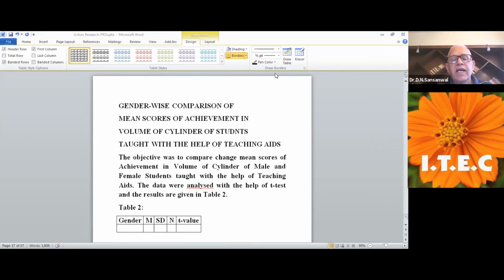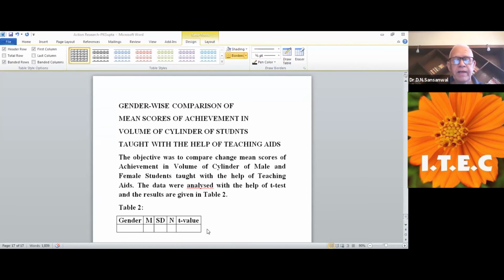Yes, if you want to do action research with PG student, with PhD student, with the school students, with any student, no problem at all. You can do that. Yes, for t-test it is SPSS.